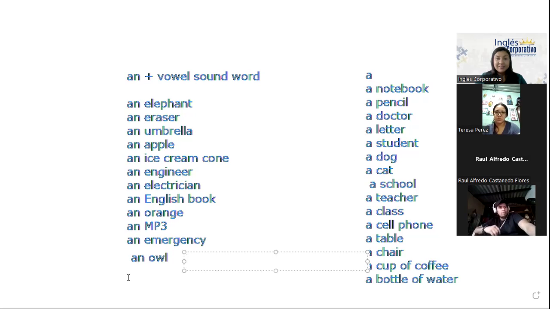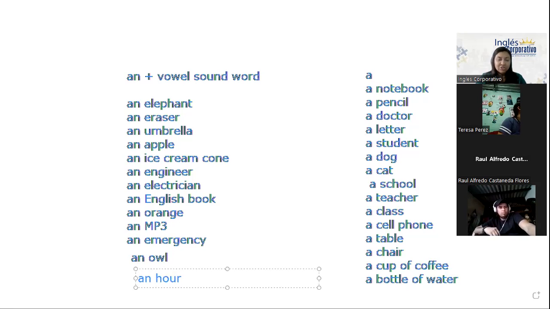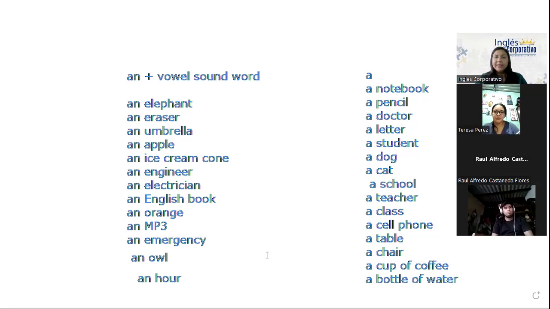An hour, yes. Exactly, es un buen ejemplo, Raúl, porque aunque empieza con H, es silent H, entonces no se pronuncia, ¿verdad? La H como tal, sino que an hour. Entonces, en ese caso lleva an hour. Excellent example, Raúl. Thank you so much for this example. Okay. So far so good, guys.